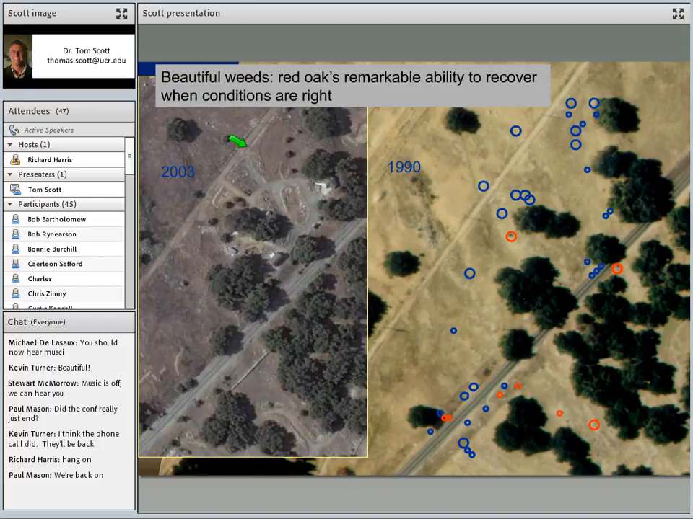So this is 1990 to 2003, which is actually one of the wetter periods we've had in Southern California, to show you that all of those blue circles on the right-hand side of the picture represent oaks that were recruited from 1990 to 2003. And you can see the canopy area that's producing these trees. But that's a remarkable number. It's 45 trees that have been recruited, and some trees, the red circles, have been lost. But oaks have this capacity to recolonize an area after a disturbance.